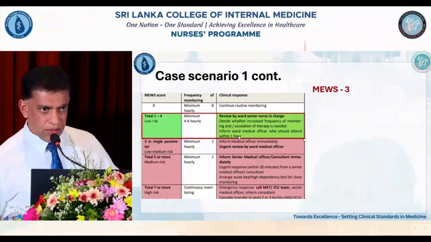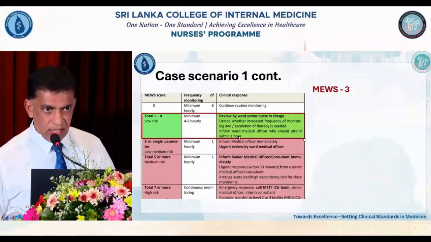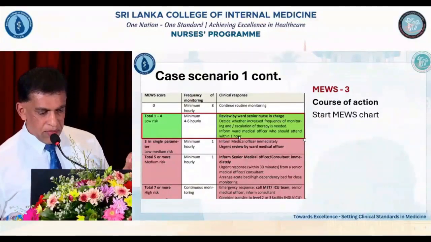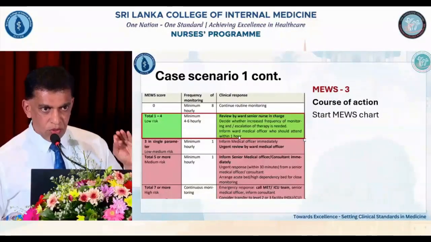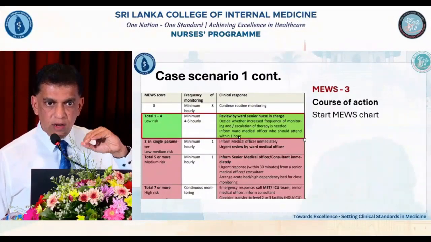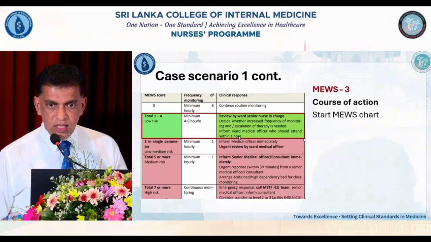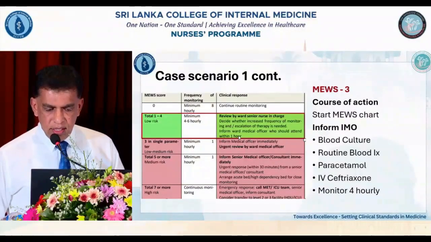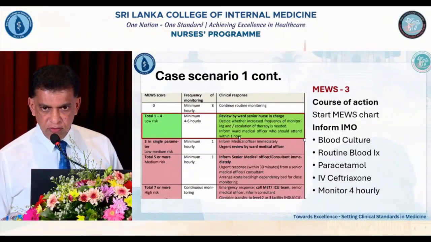So what do the nurses do? Since the score is 3, they have initiated a chart, and what I have boxed is minimum 4 to 6 hours monitoring. Inform the house officer. As soon as they admit the patient, the nurses inform the house officer that there is a patient with a raised MEWS in the ward. The house officer immediately attends to this patient, asks to get blood cultures and routine blood investigations, gives some paracetamol for fever, starts IV ceftriaxone, and monitors for 4 hours.